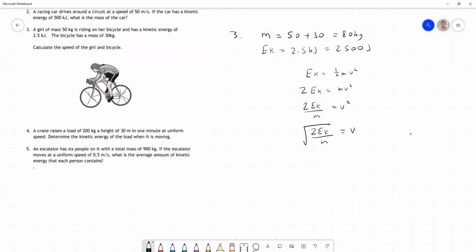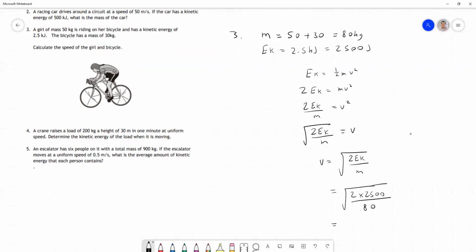And that's before I swap my equation around. I can always do that in any equation, just to write the left-hand side on the right and the right on the left. And then we take the values and put them in. So I'm going to have 2 times 2,500, that's our value for EK, divided by 80. And when I work out that fraction, I'm going to take the square root of it as well.